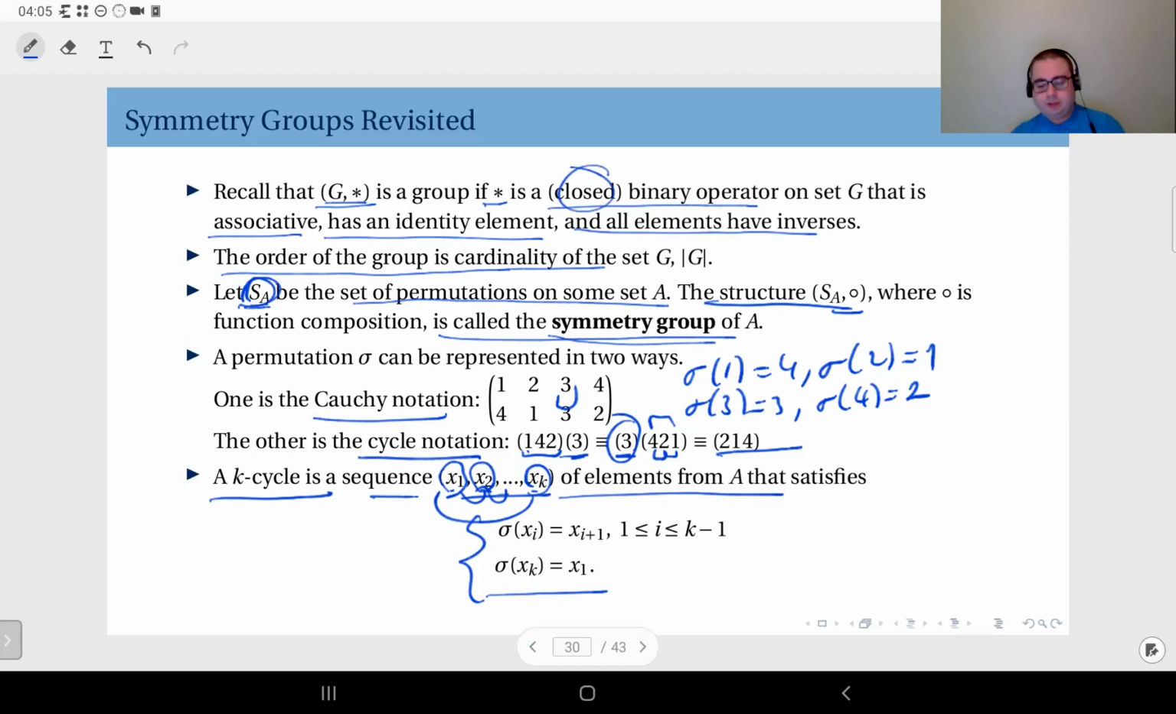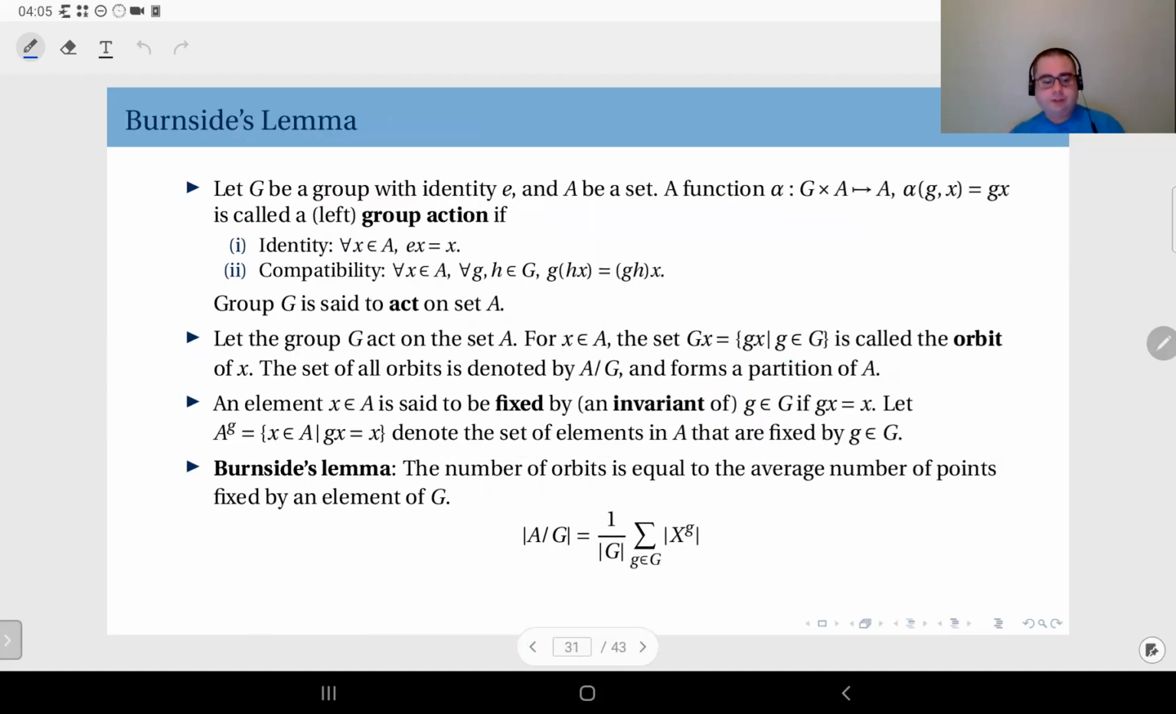Now, this is the structure we call the symmetry group. Using these definitions, we are going to describe Burnside's lemma. Now we have G, a group with identity element E, and A is a set. Now G is a group of permutations, so G has functions as its elements, and A is a set where the permutations are defined on.